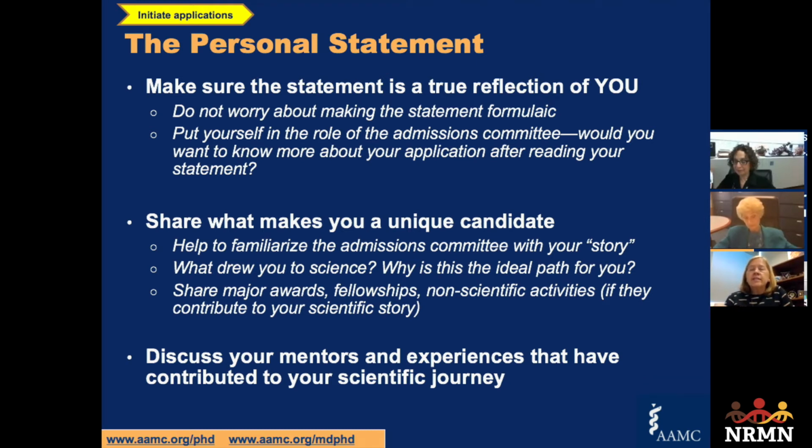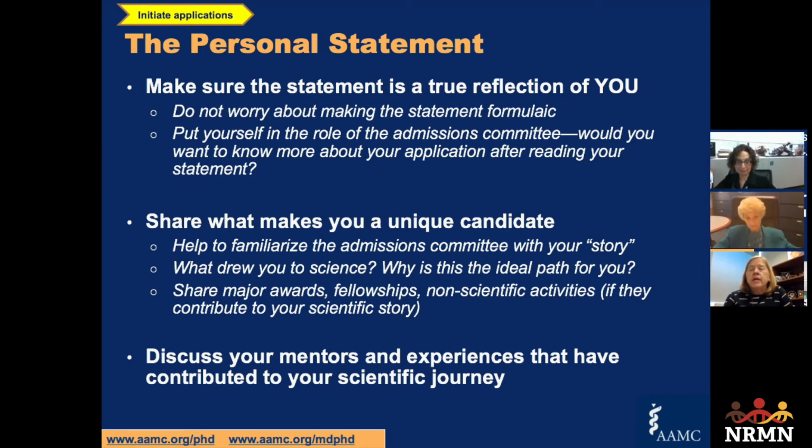Write your story as if it is a story. People will read it, and the more of a story flow that it has to it, the more engaged they will become by it. And mention things like, what interested you in science to begin with? And why are you choosing this path in the program that you're applying for?